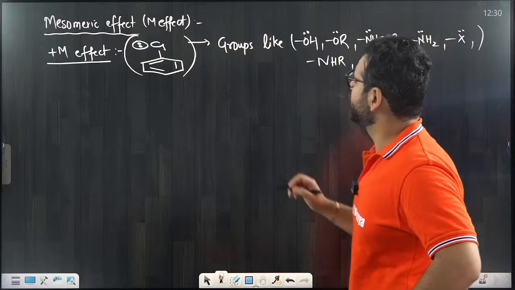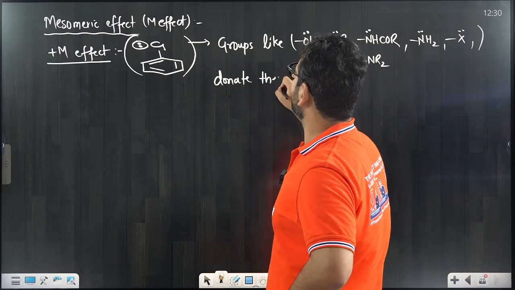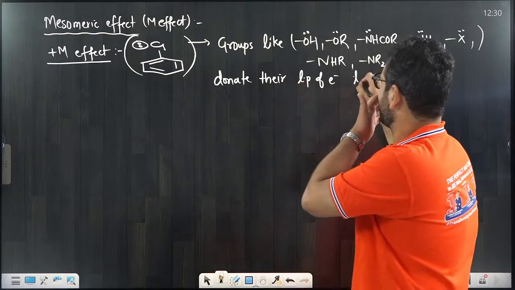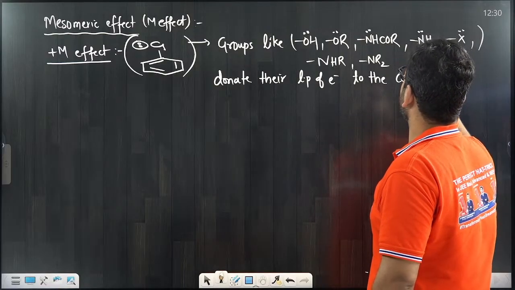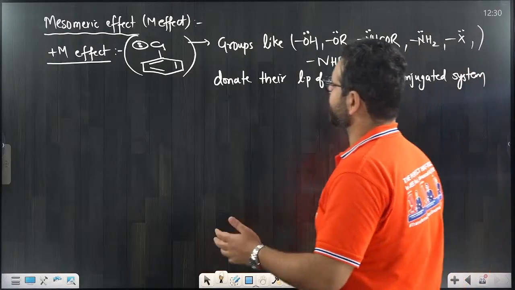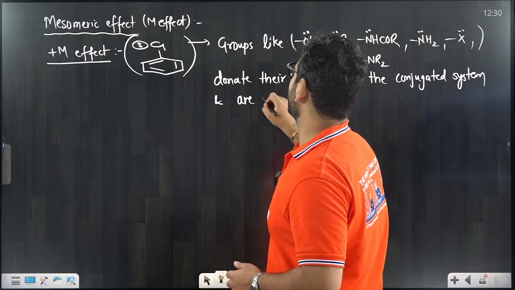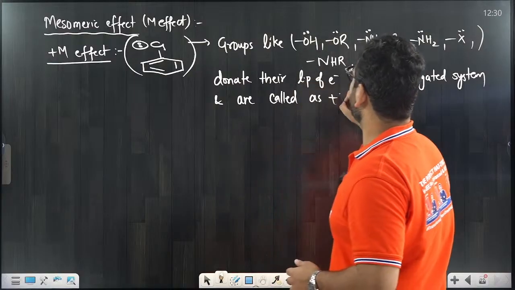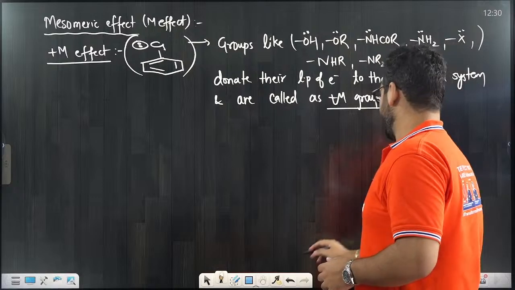These donate their lone pair of electrons to the conjugated system, are plus M groups, and are called plus M groups. So it's a very important thing.